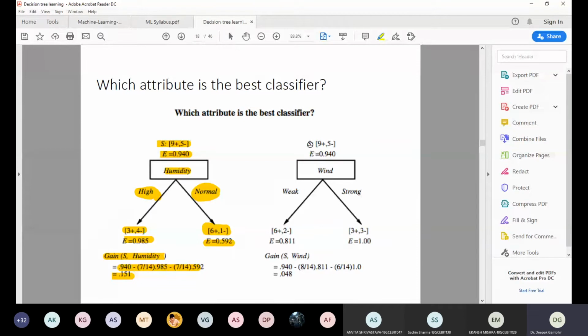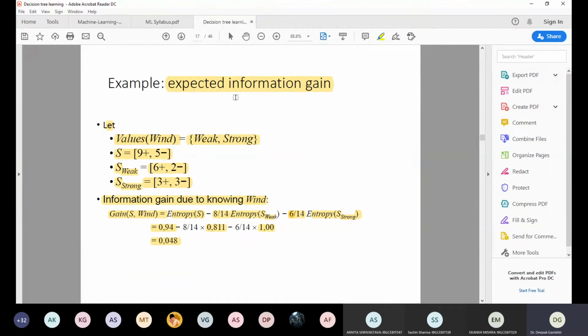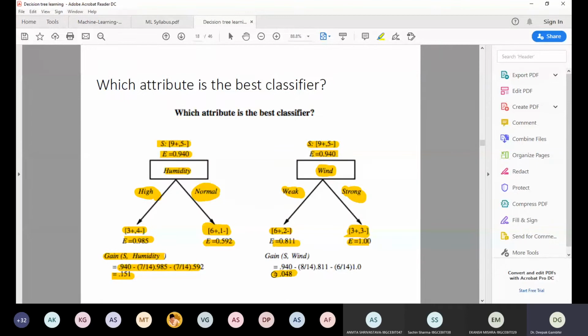Now similarly, if we have another attribute for the same set in which there are 9 positive cases and 5 negative cases, the entropy is 0.94. For that set, this is the wind. There are two cases, weak and strong. Again, we compute the same thing for the 6 positive and 2 negative case, and 3 positive and 3 negative case. The entropy in this case is 0.811, and the entropy in this case is 1, that we have in fact considered previously also in this example. So the gain would come out to be 0.048.